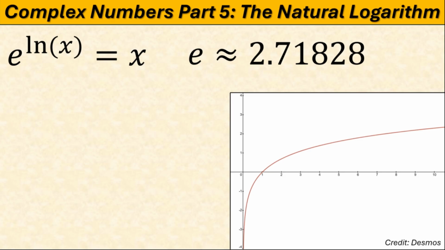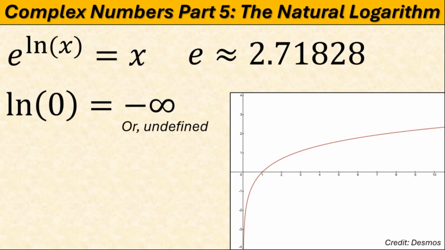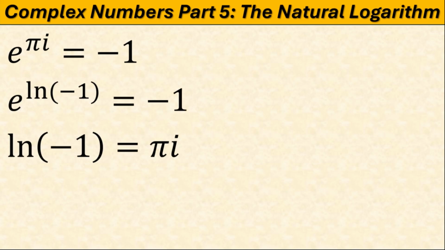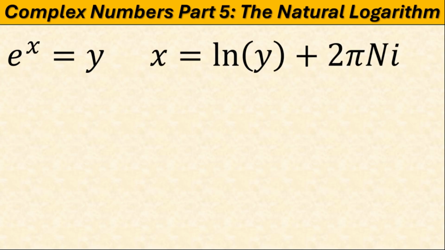This is the graph of the function, and you can see that as the value inside the natural logarithm gets closer to 0, the value of the natural logarithm gets closer to negative infinity, and so we say that the natural logarithm of 0 is undefined. In part 4, I went over Euler's identity, which states that e to the pi i equals negative 1. This helps in showing us that the natural logarithm of negative 1 is equal to pi i, since that is the number that e must be raised to in order to get negative 1.